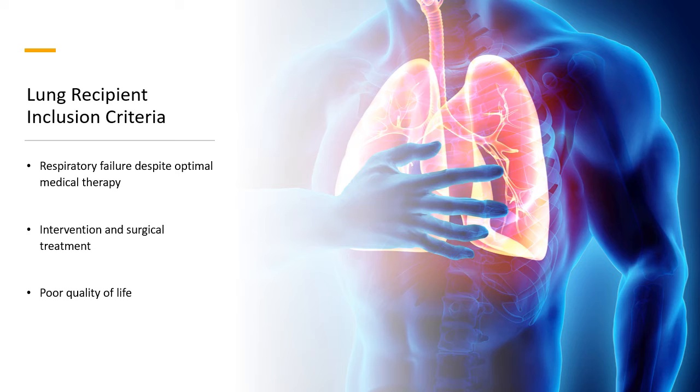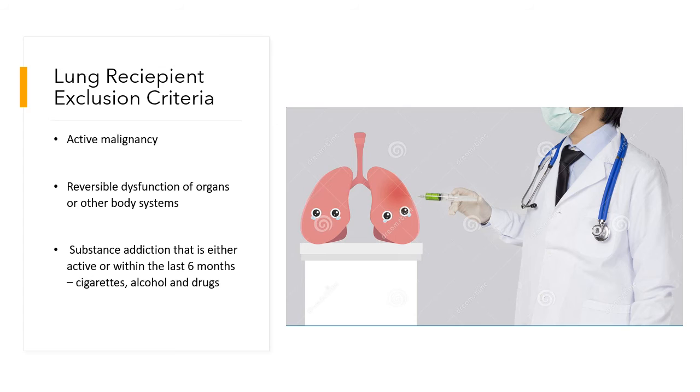The lung transplant inclusion criteria may be one of the following: respiratory failure despite optimal medical therapy, intervention and surgical treatment, or poor quality of life with intractable symptoms and repeat hospital admissions. But the exclusion criteria for the recipient may be as follows: active malignancy, irreversible dysfunction of organs or other body systems, or substance addiction that is either active or within the last 6 months. For example, cigarettes, alcohol, and drugs.